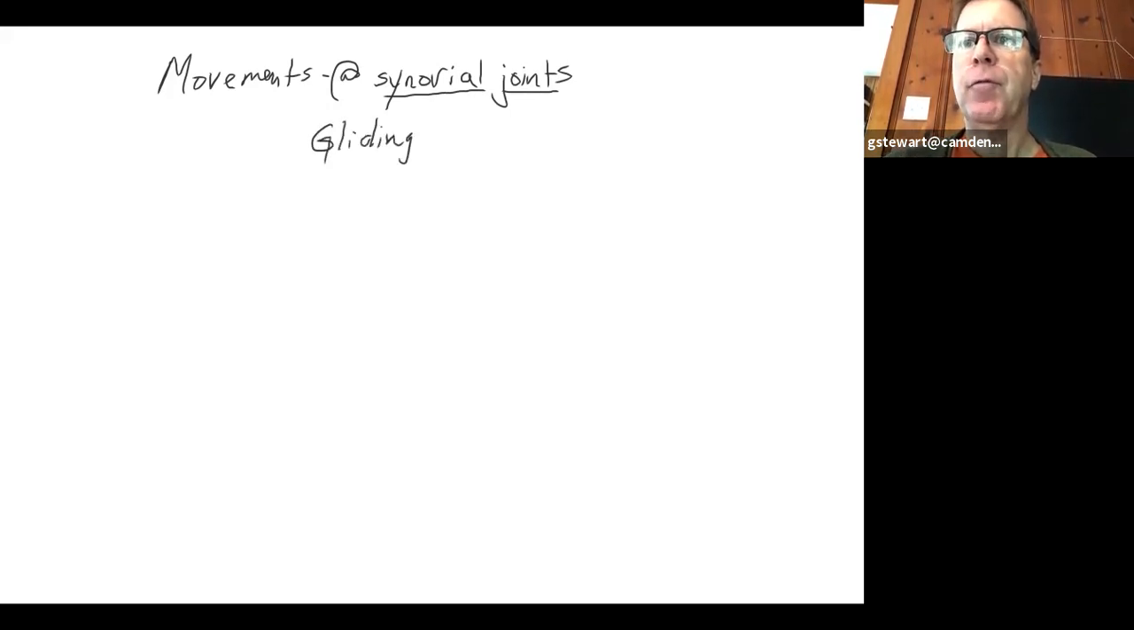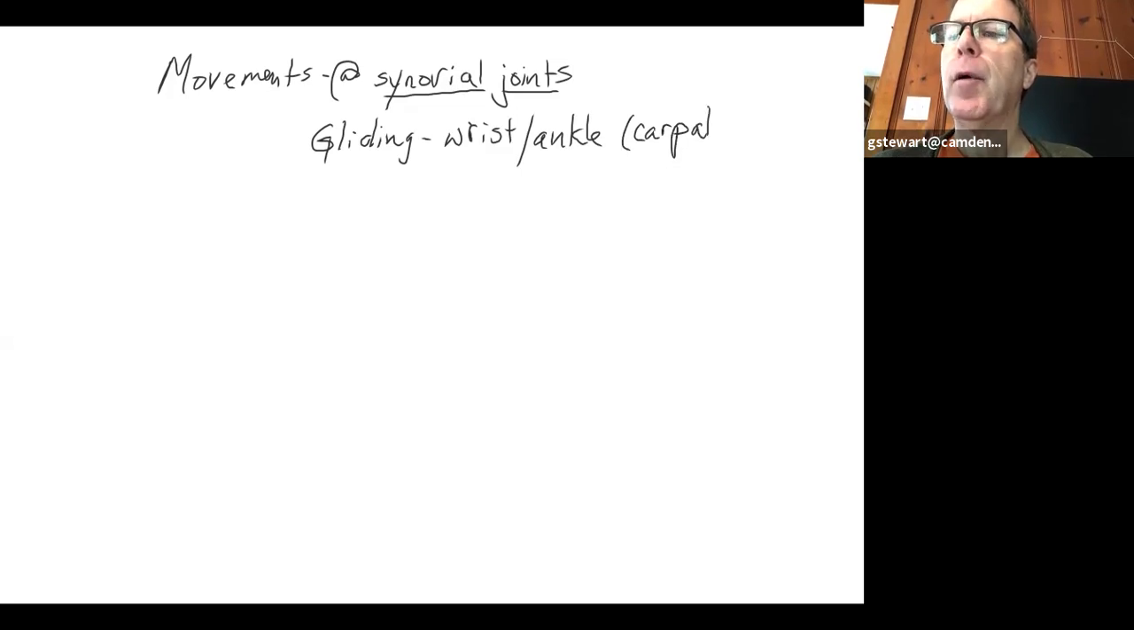The first types of movements are gliding movements. That just means that one surface of a bone is gliding over another, just like the name states. Think about movements in the wrist and ankle. So these would be at the carpal bones and tarsal bones, which are particularly good at gliding.